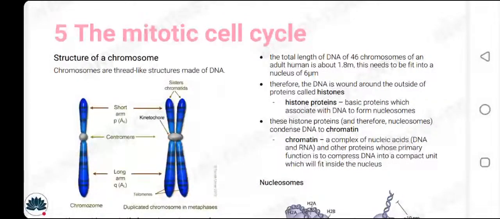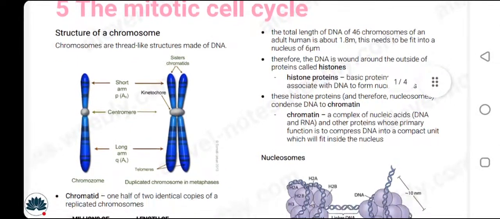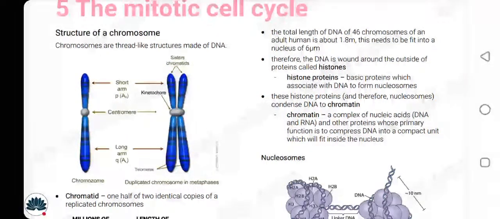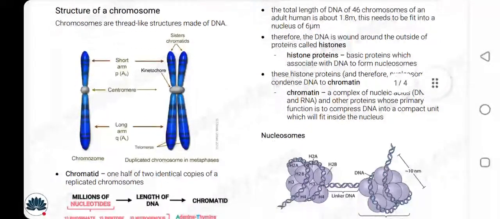I have two PDFs, one on which I have already made the video, and this is another where we are also understanding the structure of the chromosome, which is essential in this chapter. So what are chromosomes? Basically, they are thread-like structures made of DNA. As you can see, there is a single chromosome. The chromatid is one half of two identical copies of a replicated chromosome. It means that a chromatid is one half of the chromosome.